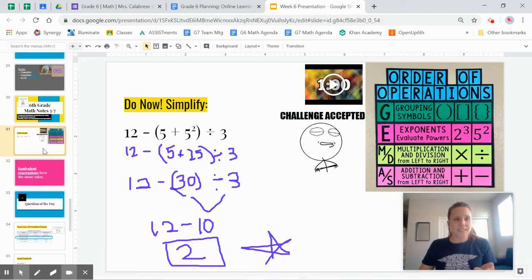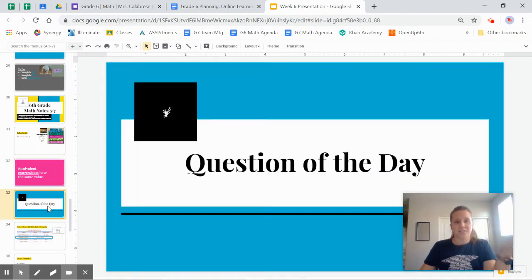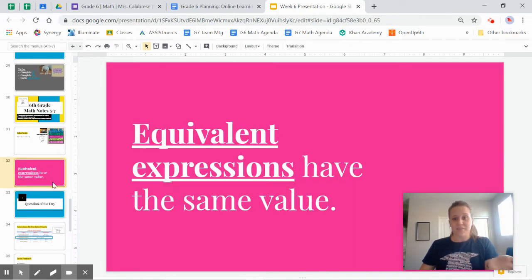So I mentioned that today we are working on equivalent expressions and the distributive property. Equivalent expressions are expressions that have the same value. Yes, that is your question of the day. What are equivalent expressions? In your question of the day today, I want you to enter the definition that I just gave you. Go ahead and type in this whole thing. Equivalent expressions have the same value. Please pause here to enter that.